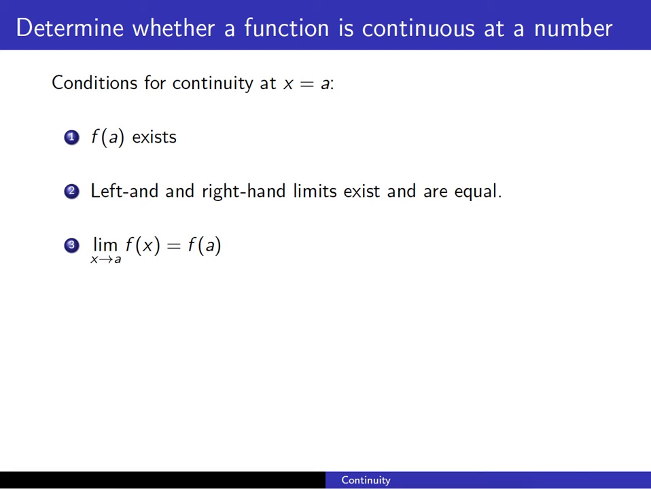And finally, the limit as x approaches a of f of x is going to equal the value of the function at that point. So in essence, what this is saying is both the left and right hand limits have to exist. They have to be equal to each other, and that value that they equal has to be the value of the function at that point.